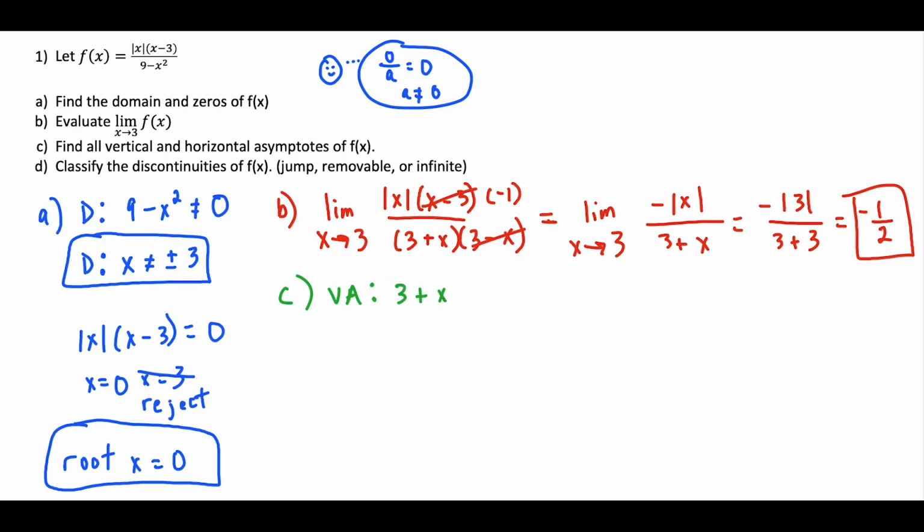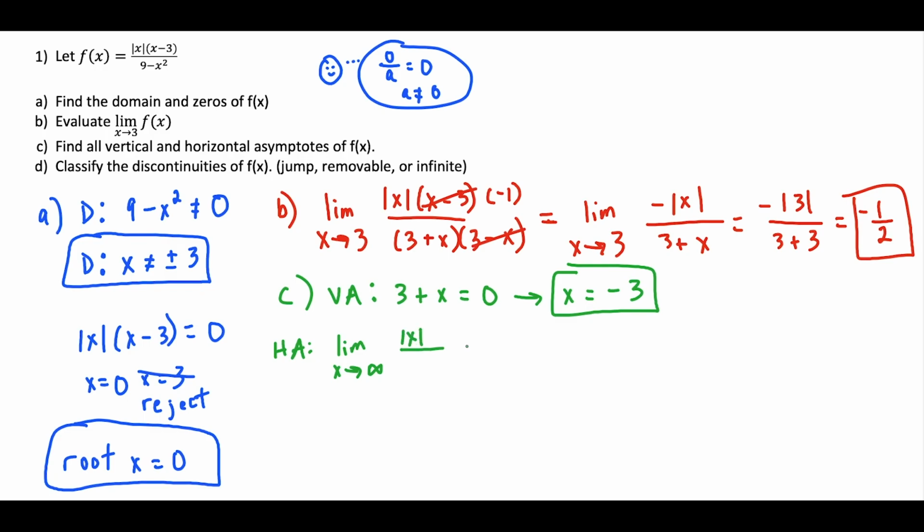So if we set this equal to 0, this tells us that our only vertical asymptote occurs at x equals negative 3. So we already have part of our answer for part C. But now for the horizontal asymptote, there's a little bit more to do, and there's a little bit more concepts mixed in here. To find the horizontal asymptotes, you just have to look for the limit as x approaches plus or minus infinity. So we have to evaluate two limits here.